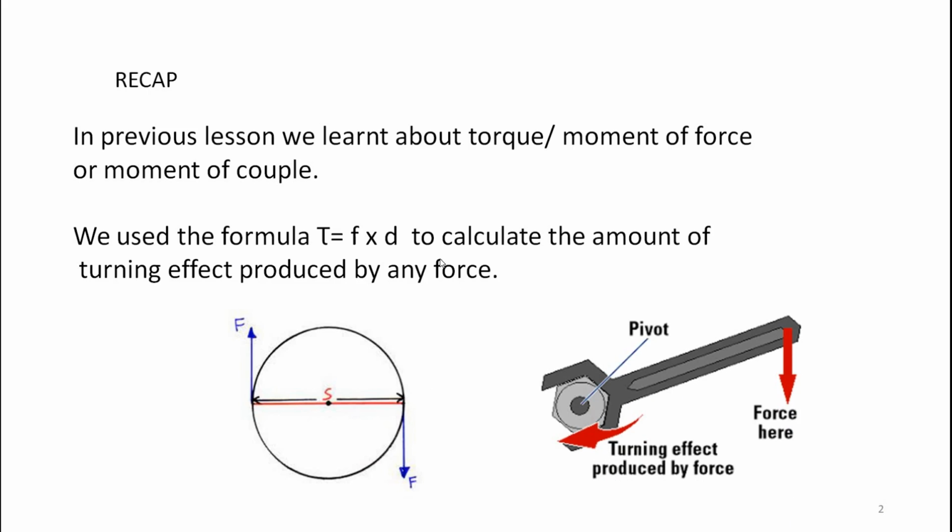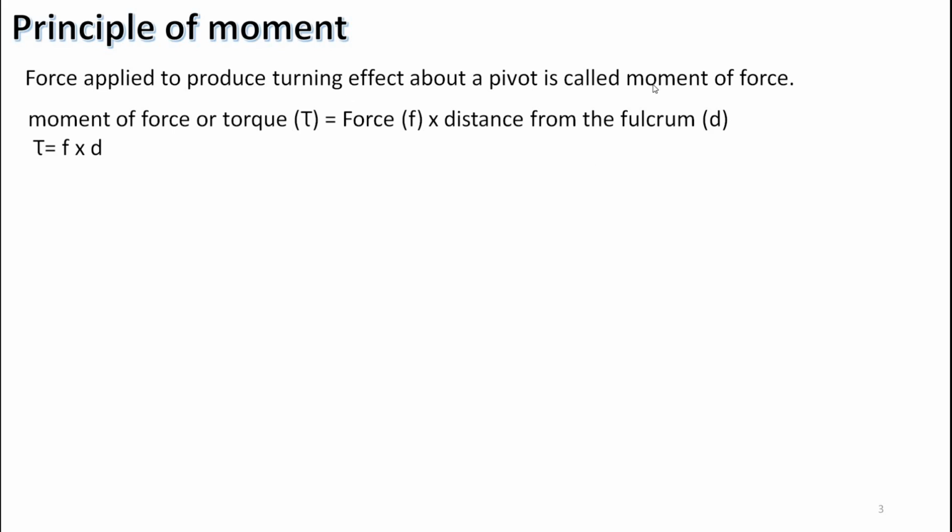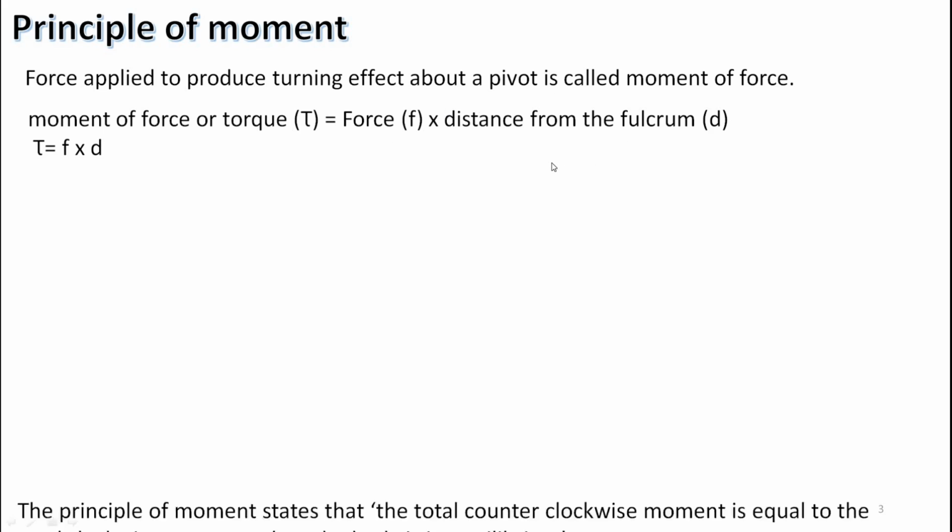And in case of moment of force, F represents the force which is applied on the free end of the object or movable part of the object, where D represents the distance between the point of application of force and the pivot. The principle of moment. The force applied to produce turning effect about a pivot is called moment of force. So that is about the moment of force, torque. Moment of force is calculated using force times displacement, which we have seen already.